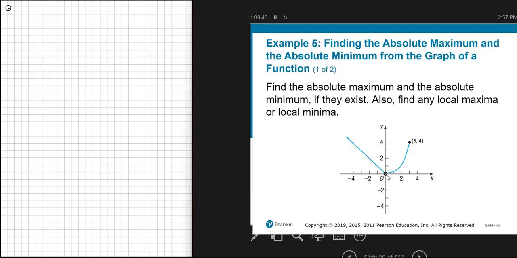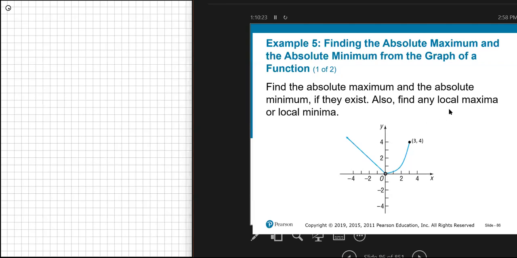Okay. But this point, is that a closed dot or no? Oh, that looks like an open dot to me. So that means it doesn't reach that y value. That point does not exist for the function. If it did, then we would have an absolute minimum there. But because that point doesn't exist, we don't have an absolute minimum either. So this function has neither absolute maximum nor absolute minimum.